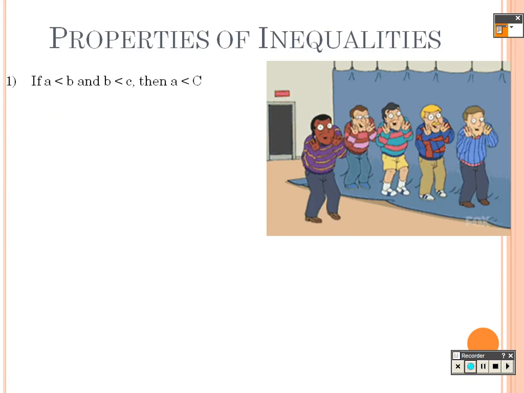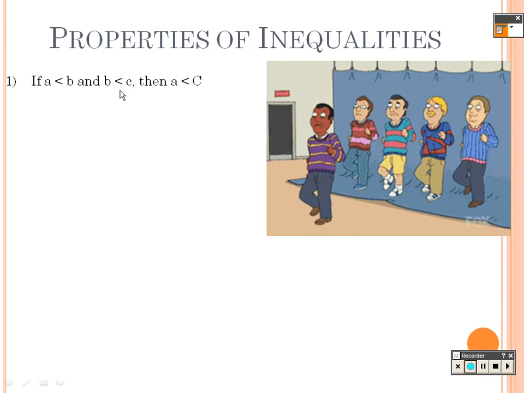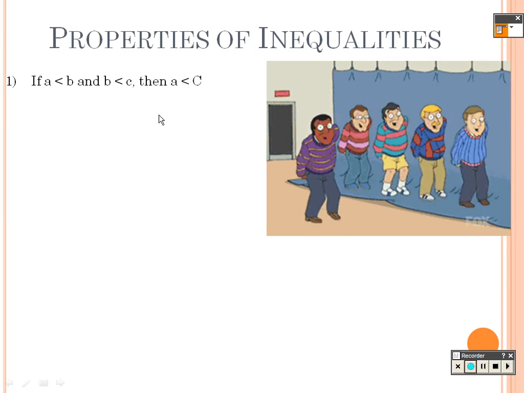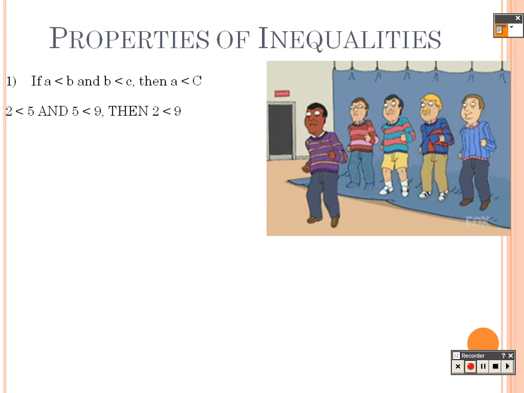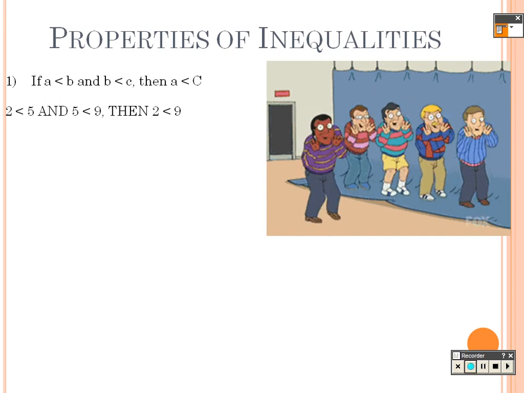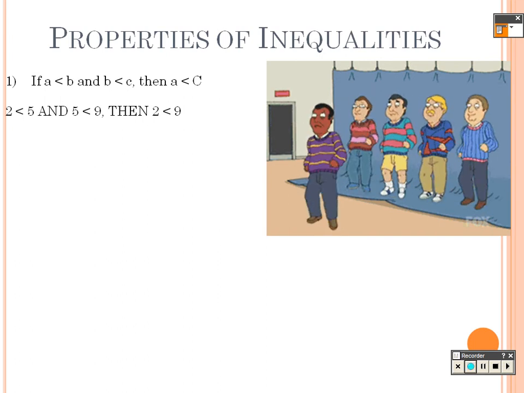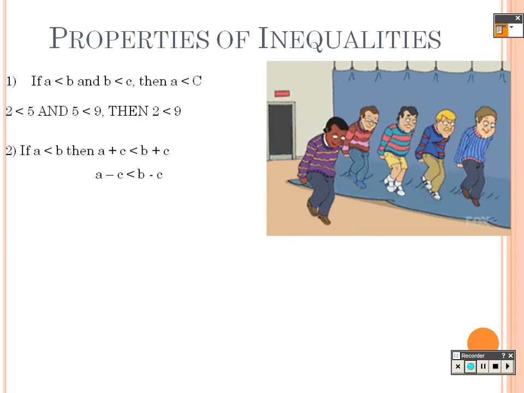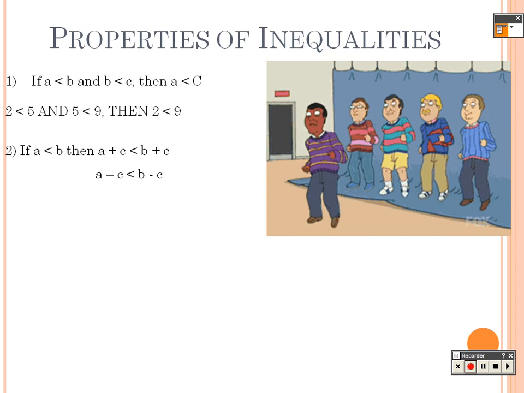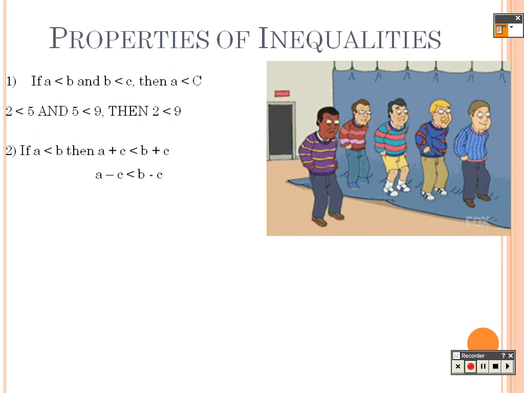Properties of inequalities. If A is less than B and B is less than C, then A is less than C. So if 2 is less than 5 and 5 is less than 9, then 2 is less than 9. Yes, we know this is the transitive property. If A is less than B, then A plus C is less than B plus C, and A minus C is less than B minus C.